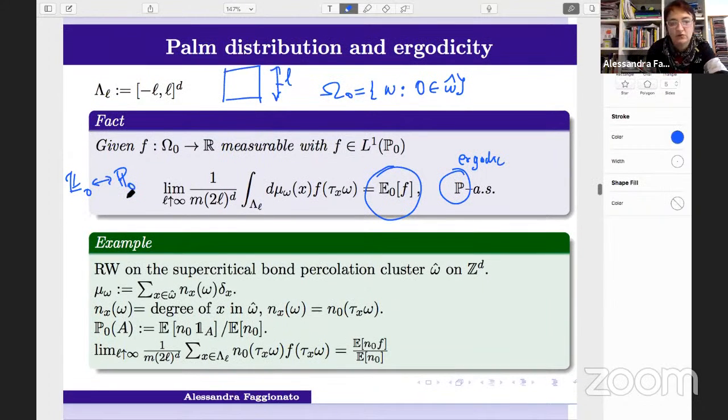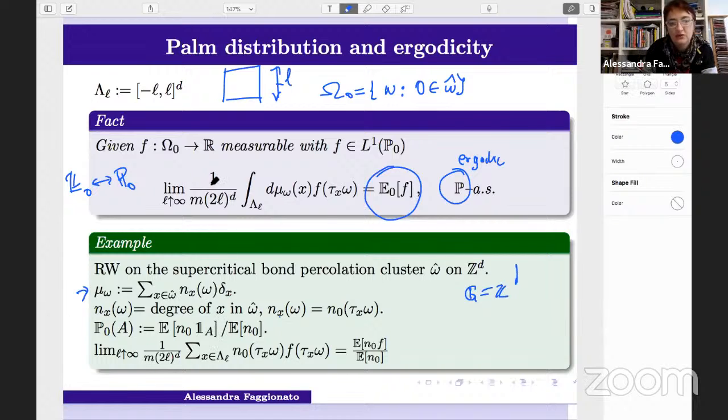Let us see this in the example of the random walk on the bond percolation cluster. I observed that the reversible measure mu omega is the following pure point measure. It is a sum over x in the infinite cluster omega hat of a delta at x times the weight n_x of omega, which was simply the degree of x in the infinite cluster. Note that n_x of omega is also equal to the degree of the origin when you translate the environment. And recall that the Palm distribution P0 of an event A, since the group G is Z^d, is simply this ratio, and this is the expectation with respect to the original measure.